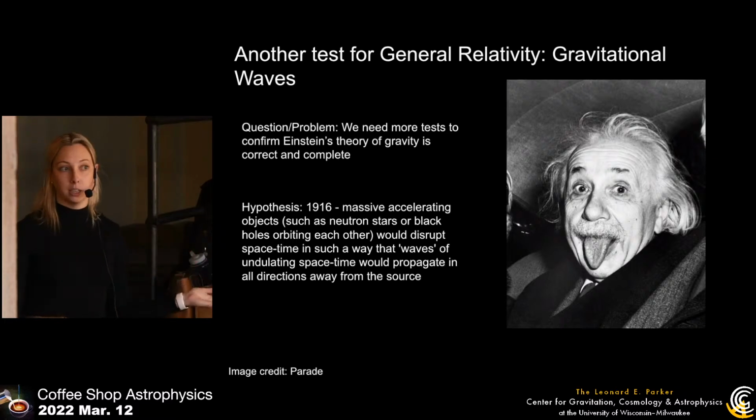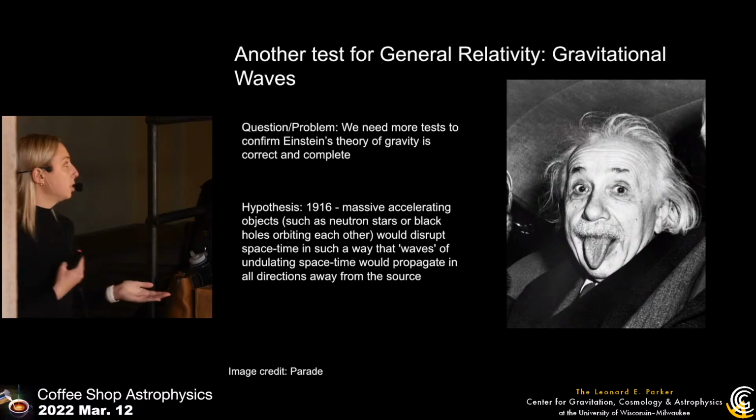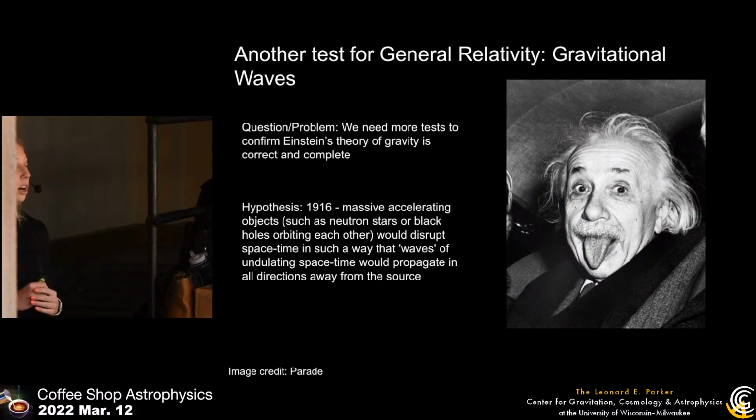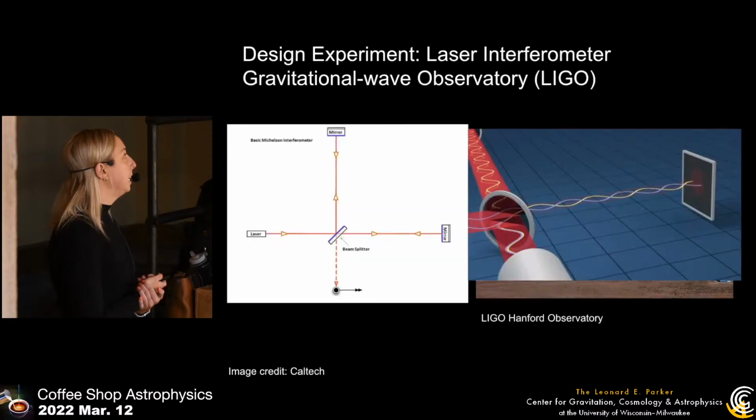explain our physical universe. So in 1916, Einstein hypothesized that massive accelerating objects, such as neutron stars or black holes that are orbiting each other, would disrupt space-time in such a way that actual waves of space-time would propagate in all directions away from the source. So he predicted these in 1916.